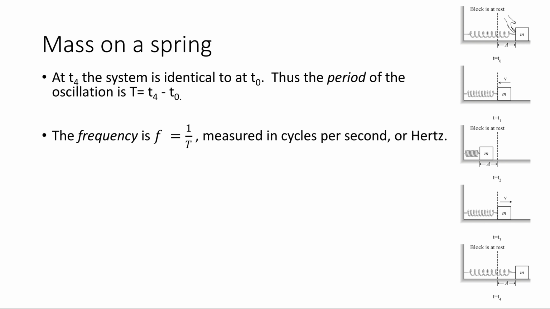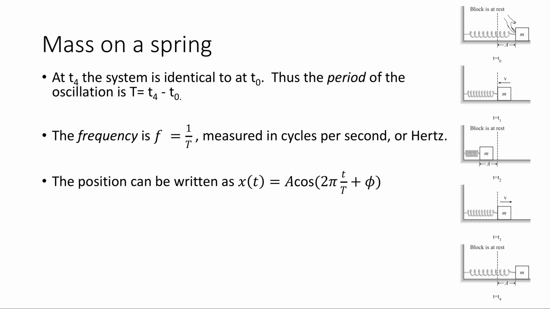Another useful way to define this is to look at the inverse of period, which we call frequency, usually lowercase f. Where period is measured in seconds, frequency is measured in cycles per second, or hertz. So the period is looking at how many seconds it takes for the system to undergo one complete cycle, and the frequency is asking how many cycles pass per second. They're exactly the same, just inverses of each other.